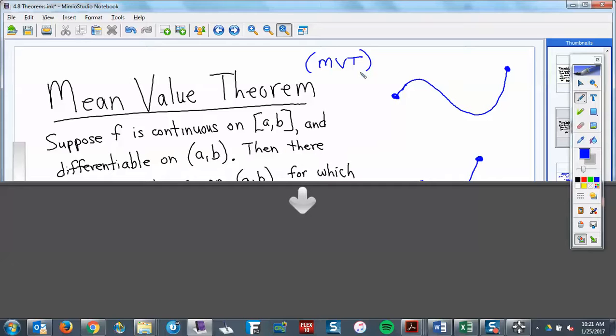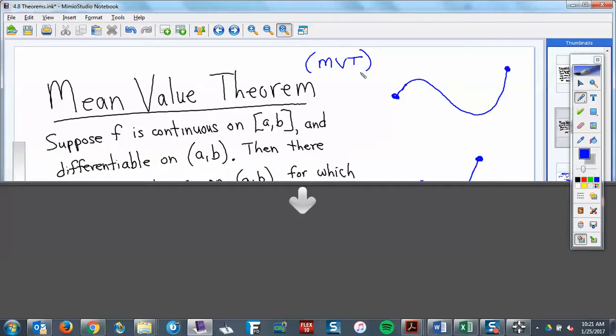Now, notice the word differentiable in here. Section 4.9, the title says why differentiability matters. So we really want to talk about the difference there. And you also notice it says it's continuous on the closed interval, so it includes the endpoints, and differentiable just between a and b.